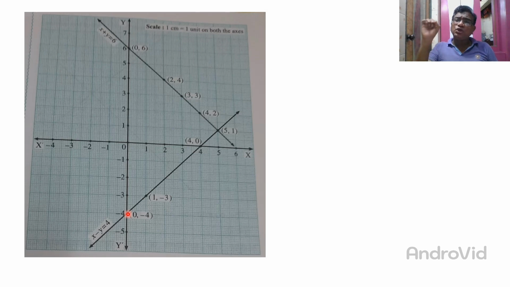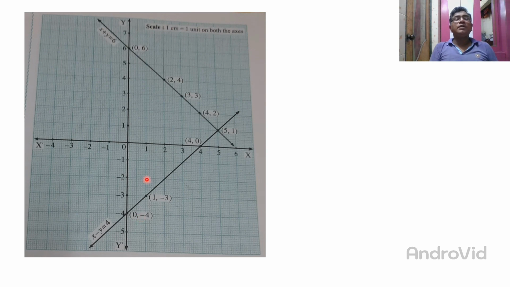All of you know 0 on the x-axis means the origin, and you just find minus 4 on the y-axis, which is the downward direction. So I start my journey from 0 and stop at minus 4. So 0 and minus 4, that first point is plotted.